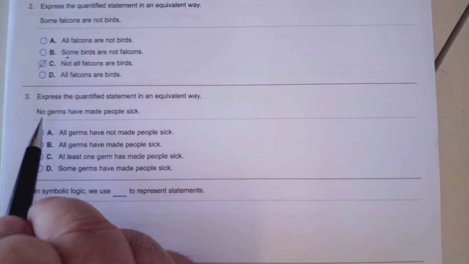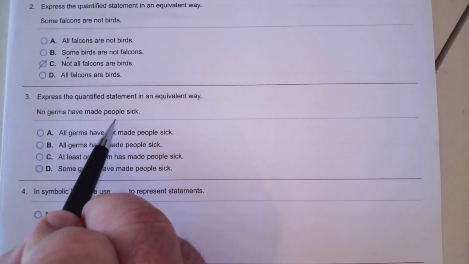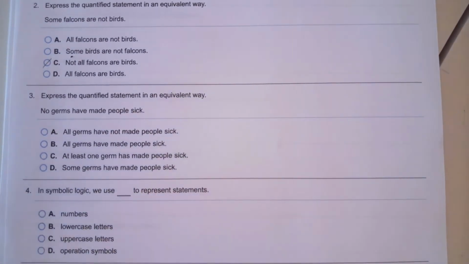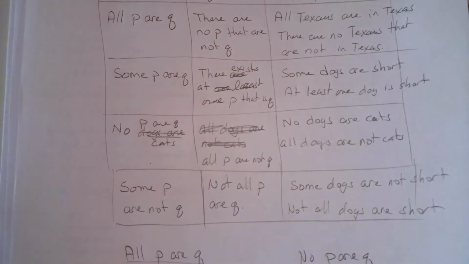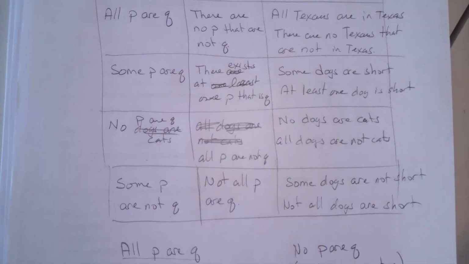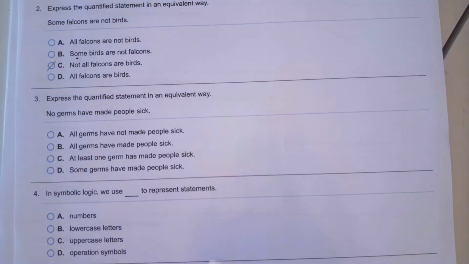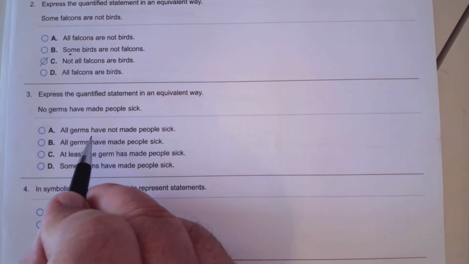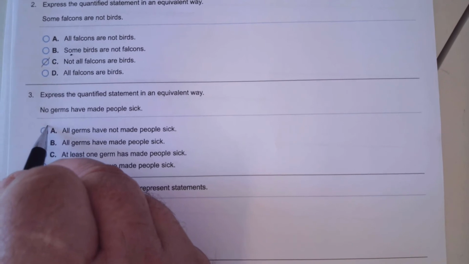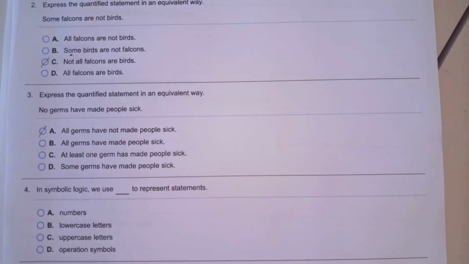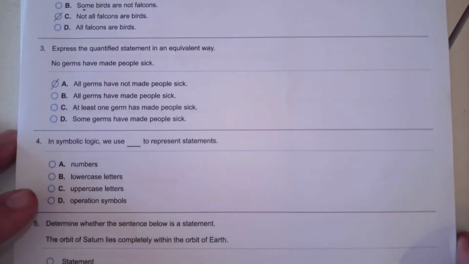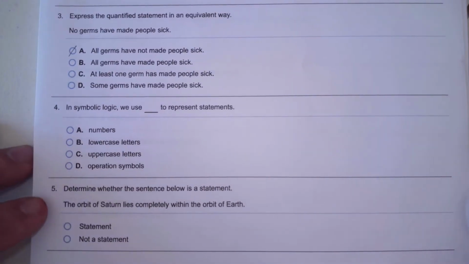Express the contrast statement. No germs have made people sick. So that's no germs. So this one then would be all germs have not made people sick. Again, if you just reference the chart, these are super easy.